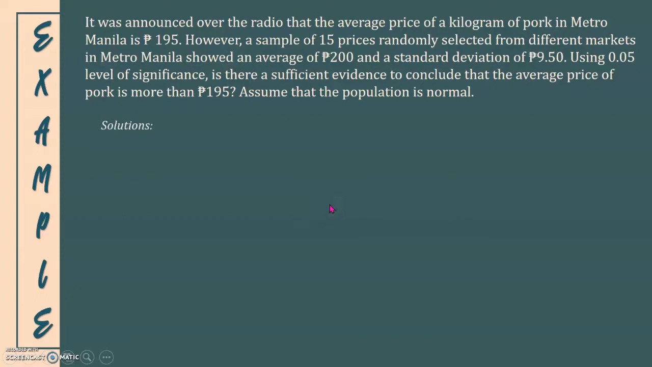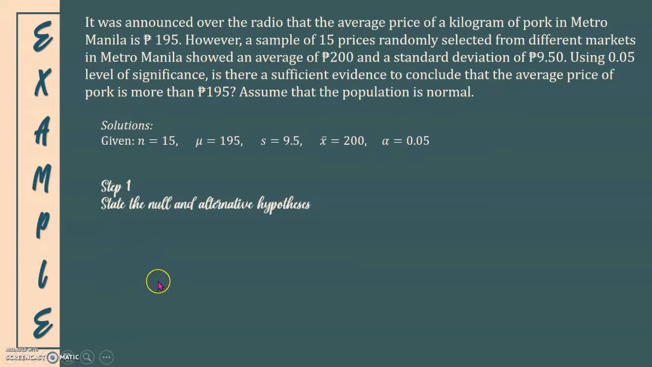So let's identify what are given. Our n, number of samples, is 15. Our population mean is 195. Our sample standard deviation is 9.5. Our sample mean is 200. And our alpha is 0.05.